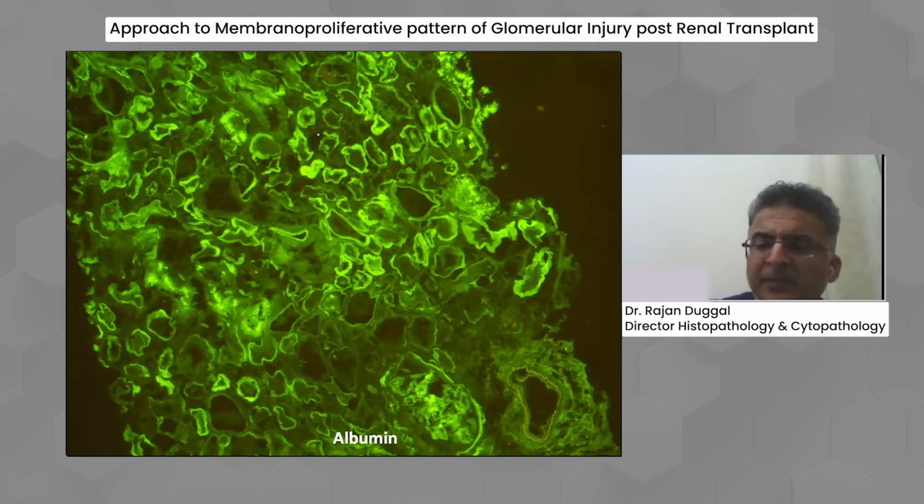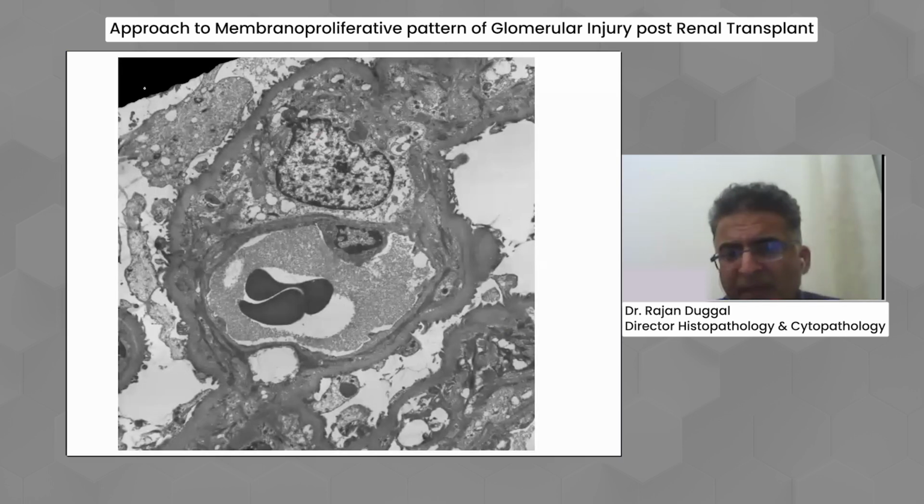Diabetic nephropathy will not be able to explain the microvascular inflammation, that means the glomerulitis and the PTC capillaritis. And diabetic nephropathy will not be able to explain the C4D staining in the peritubular capillaries and along the glomerular capillary. Now, we did electron microscopy also in this case. In electron microscopy, what you are seeing is the original glomerular basement membrane, and there is a new GBM which is being formed. So this is a new basement membrane which is being formed.